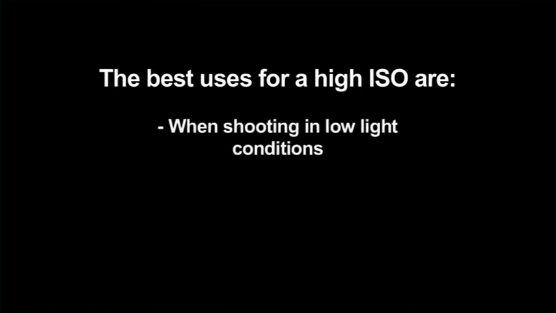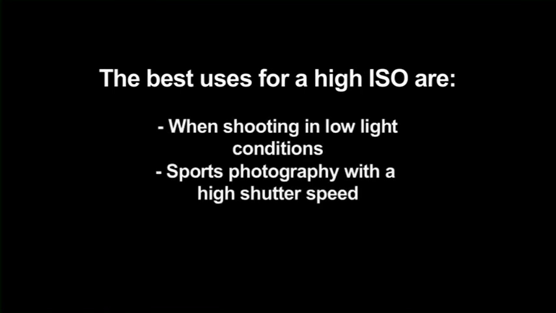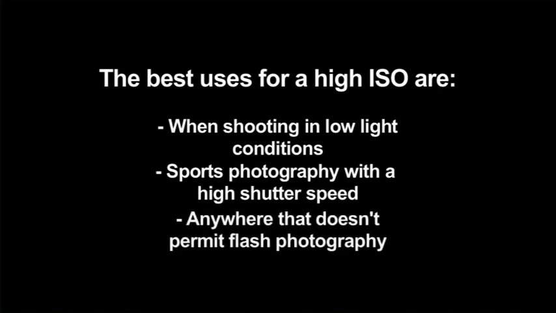Best uses for a high ISO are when you're shooting in low light conditions, when you're shooting sports where you want to increase the shutter speed, or anywhere that it's not permitted to use a flash, so you have to use the ambient lighting. Remember, always shoot on the lowest ISO that is possible to achieve the lowest noise in your image. This will improve your chances of getting the best photo.